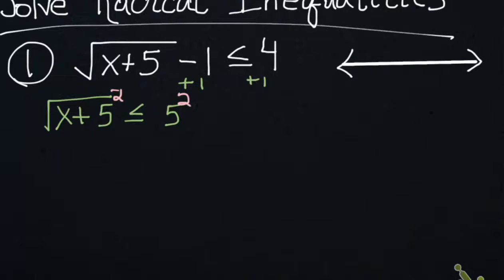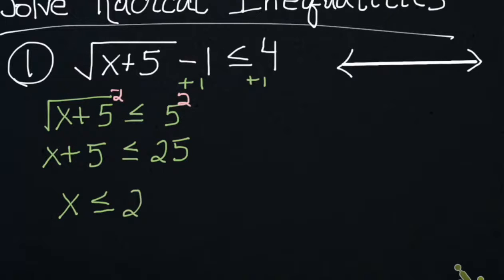When I square, the square root and the square cancel, leaving just the x plus 5, the stuff inside the radical, less than or equal to, well, 5 squared is 25. Now I can solve for the x. Subtract 5 from both sides and I get x less than or equal to 20. Remember, this is only half of the answer. I now have to find the other half.